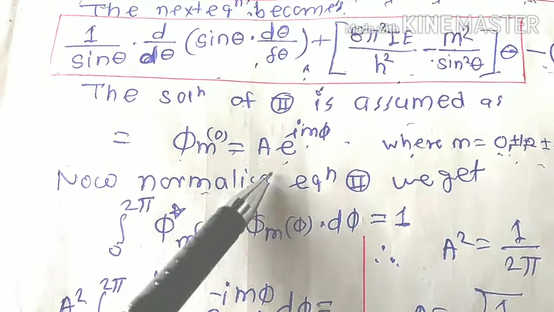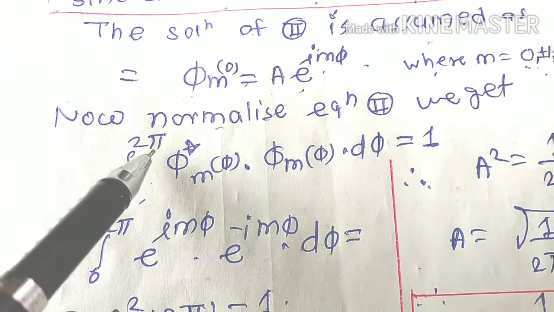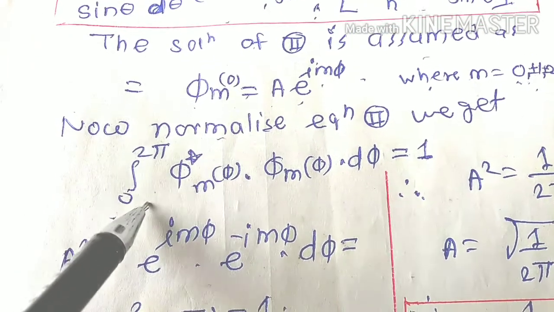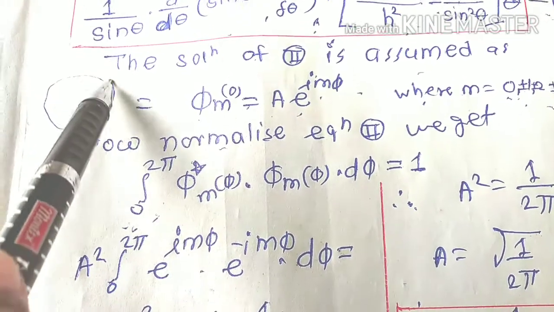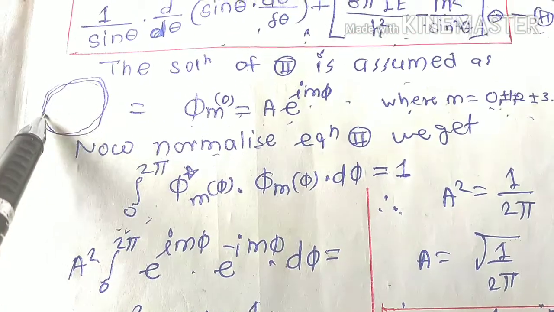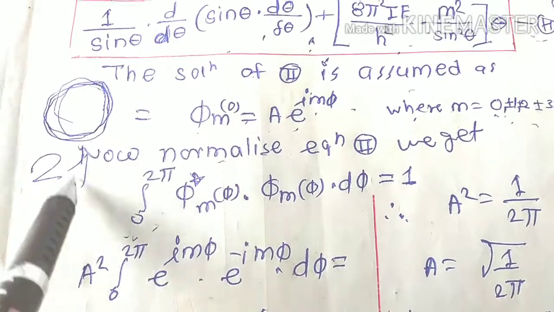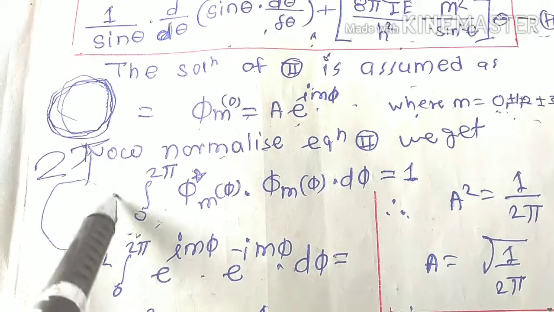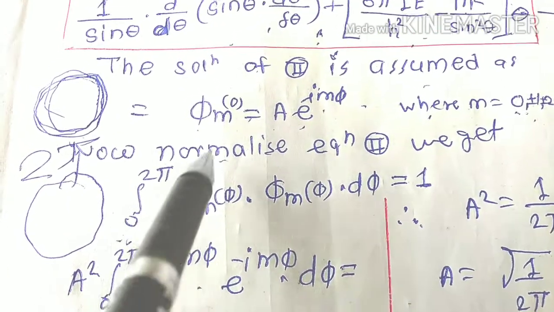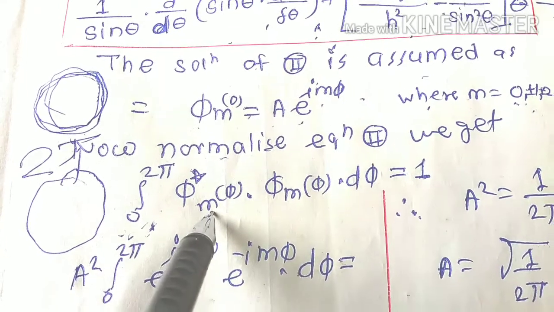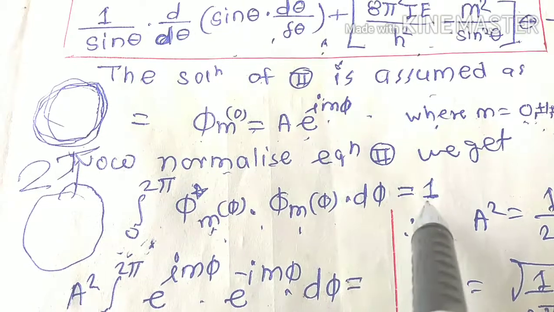Now we normalize the second equation. We put the limit 0 to 2π because our particle is moving in this angular momentum, that is, it is a round, so this is 2π. Our particle is moving in one direction, so we put the limit 0 to 2π. So we have the equation integration of 0 to 2π Φ* Φ dφ = 1.